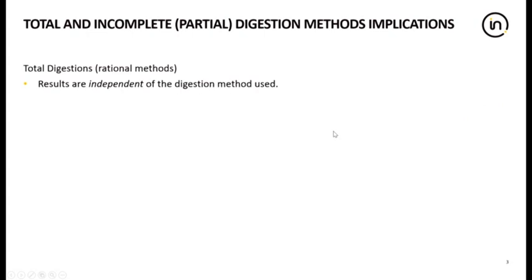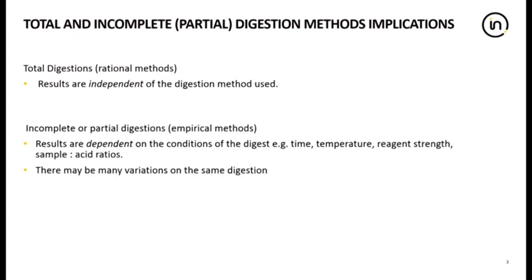Okay, what are the implications of using total and incomplete or partial methods? Well, total digestions are what are known as rational methods, and essentially the results are independent of the digestion method used. Whereas the incomplete or partial digests are empirical methods, and this is very important that we remember this. The results are dependent on the conditions of the digest. If you hit it harder, you're going to get more out. If you get all of it out, you've got all of it out, you can't get any more.